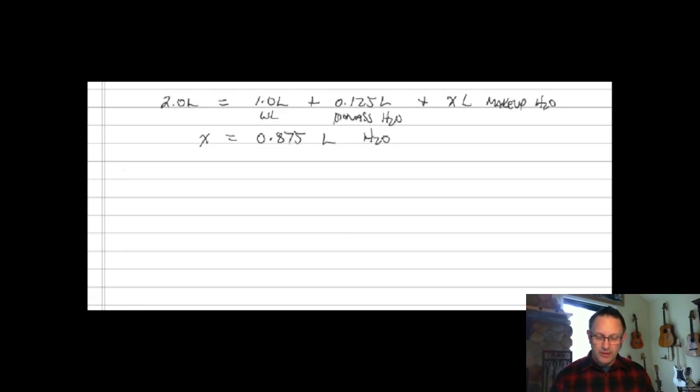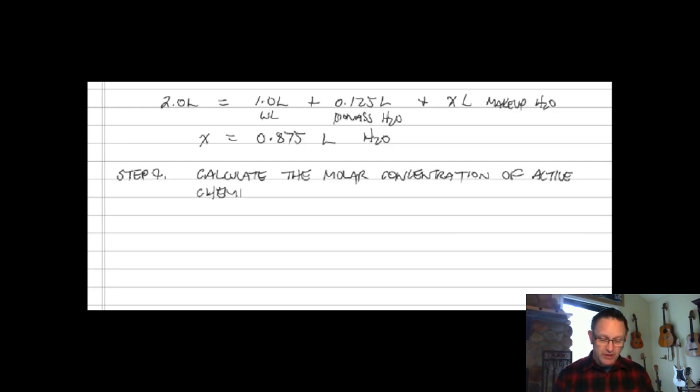Okay. So now, let's calculate the molar concentration of the active chemicals in our cooking liquor. After we've added our white liquor and our makeup liquor, we can now calculate the molarity of our final cooking liquor. So recall that we calculated 26.95 grams per liter for our Na2S. We divide that by the molecular weight, right?